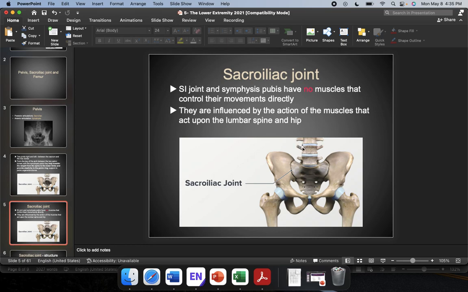So as we move into the lower extremity at this sacroiliac joint, there's not going to be any specific muscle which acts directly on that joint. Rather, we're going to have a collection or group of muscles that will traverse this entire area from the lumbar spine down into the femur that are going to influence this joint and create motion there indirectly.